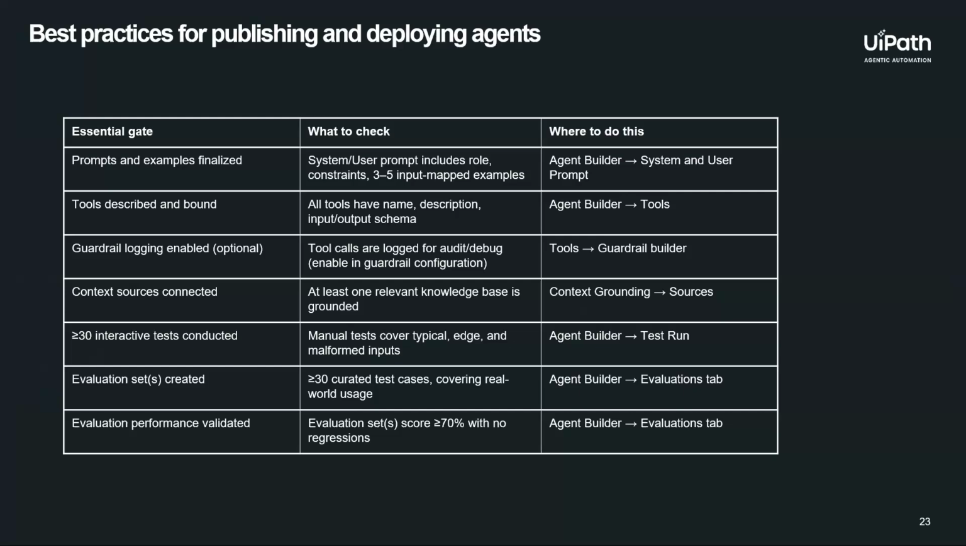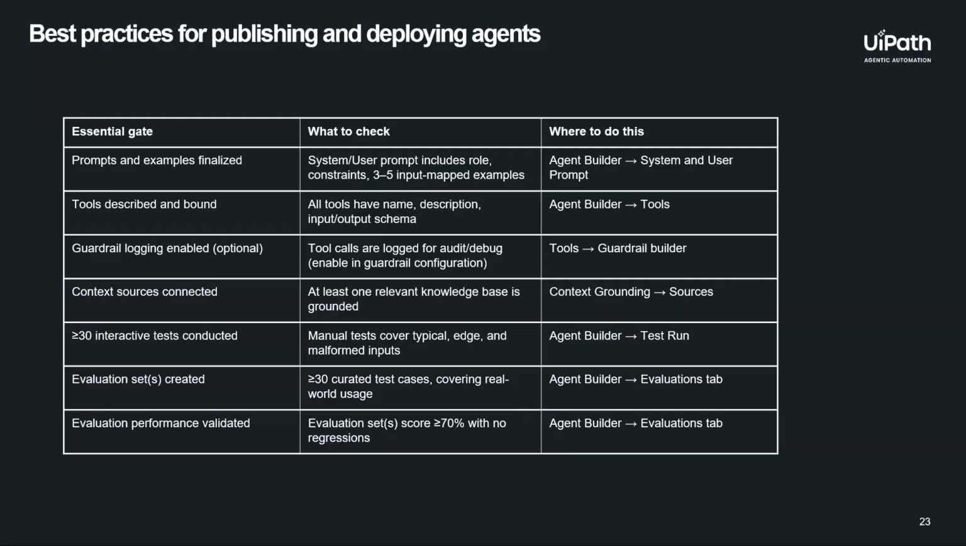So for example, if your essential gate is that your context sources are connected, you need to check that at least one relevant knowledge base is grounded. To do that, you could go to your context grounding, and then in the sources, you will be able to check that at least one relevant knowledge base is there and it's grounded. Because if it is not, your agent will not give you the best possible result, and it could also create certain disruptions. So it is best to check that your context grounding is a relevant knowledge base and that it's been grounded properly.